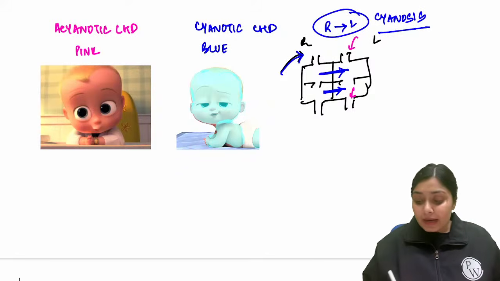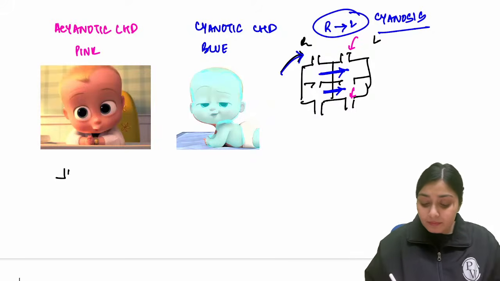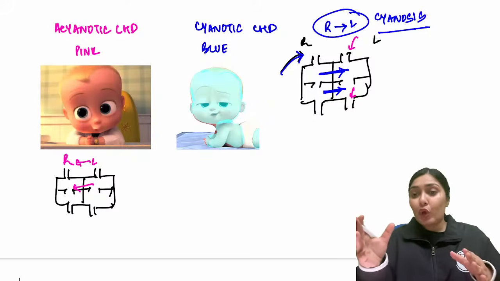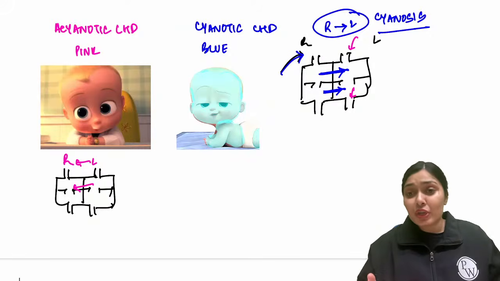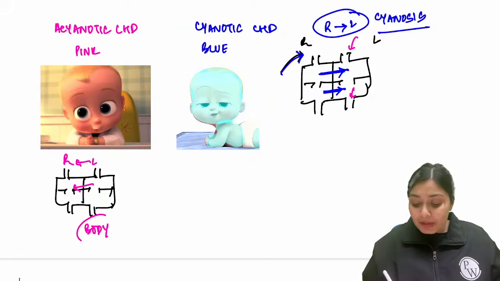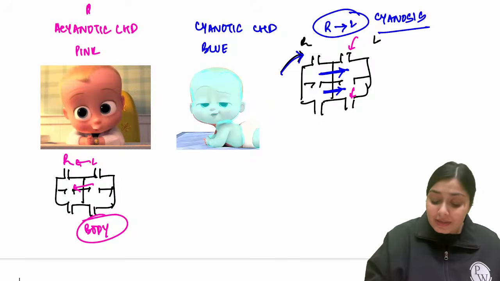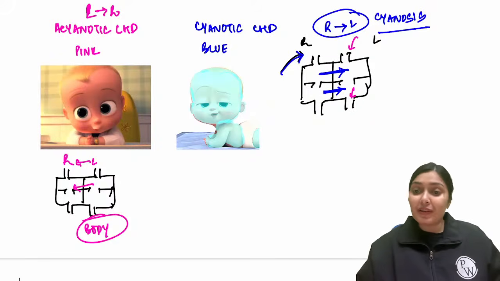On the other hand, this is my heart, and due to some problem, there is a left to right shunt. What will happen? Some of the oxygenated blood is going to the right side. Again, from the right side, the blood will go to the lungs for oxygenation. So is there any problem happening to my body? No, my body will still receive oxygenated blood. So this is acyanotic heart disease. So remember, whenever there is a left to right shunt, there will be acyanosis, and whenever there is a right to left shunt, there will be cyanosis.